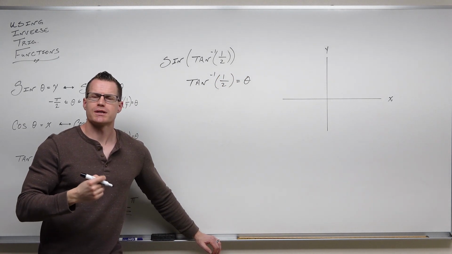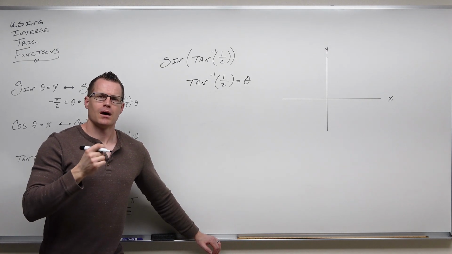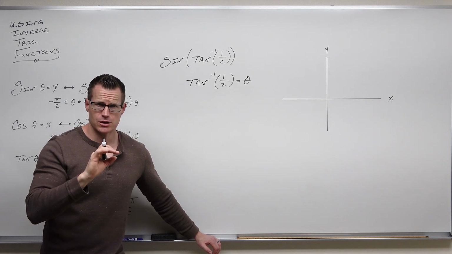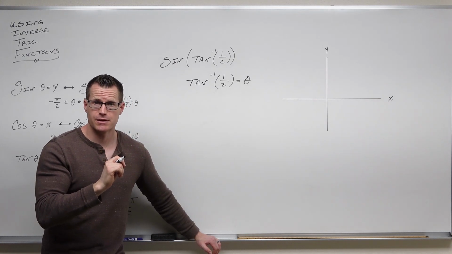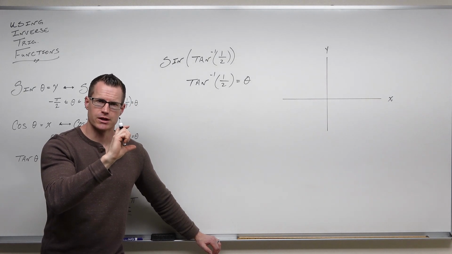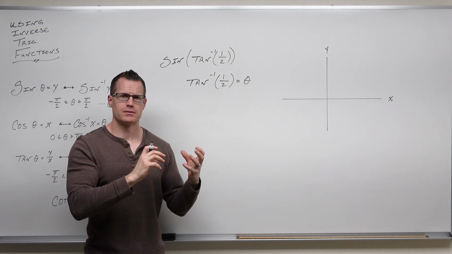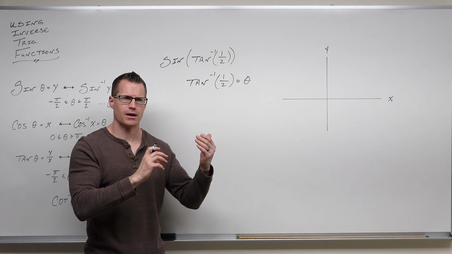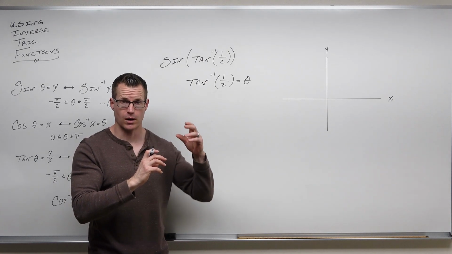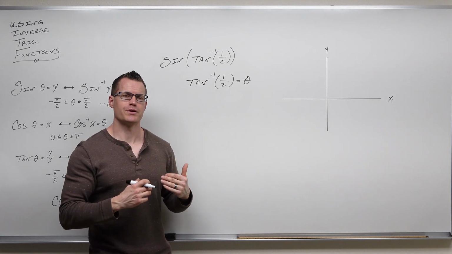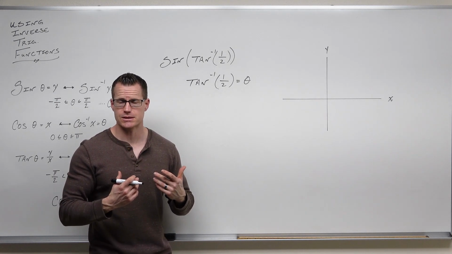Okay, well, here's what this is asking. I want you to think of tangent. Tangent is y over x. Now, tangent inverse says, take that y over x relationship and give me the angle that creates that. And you go, well, wait a minute. Tangent of 1/2, I don't see that 1/2 for a comparison of y over x on the unit circle. And that's true, that's not there.